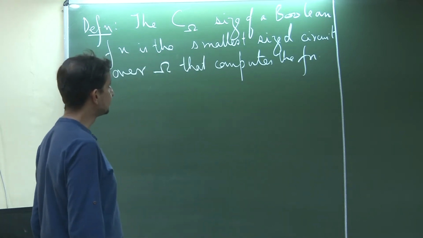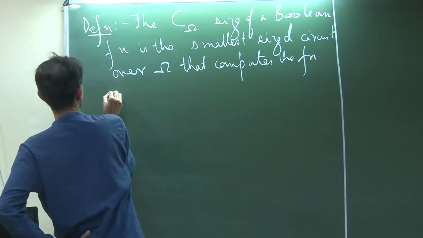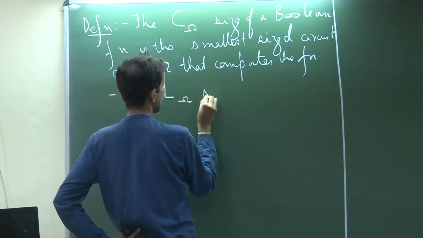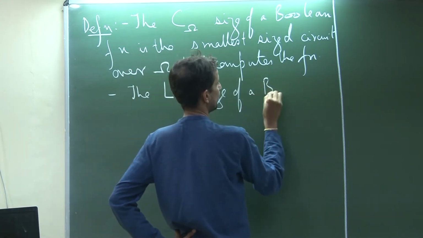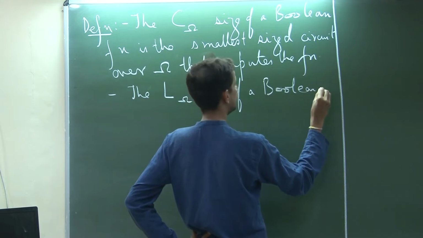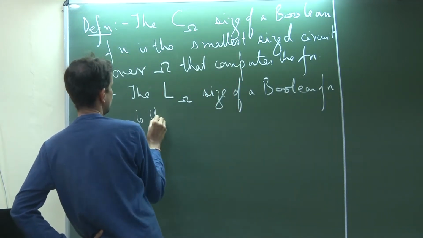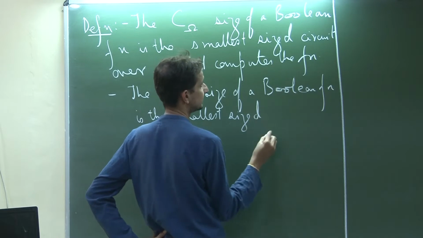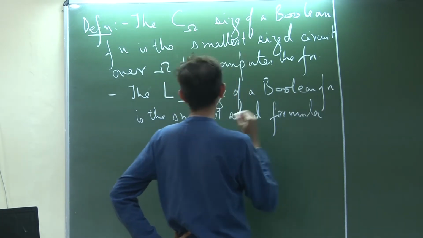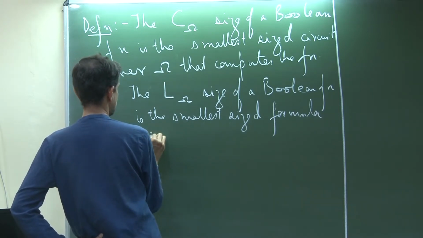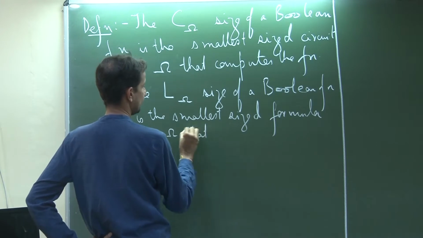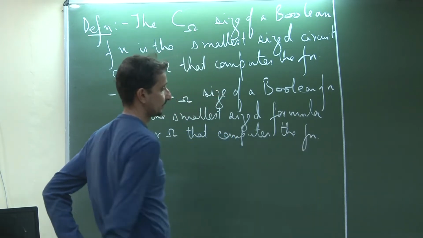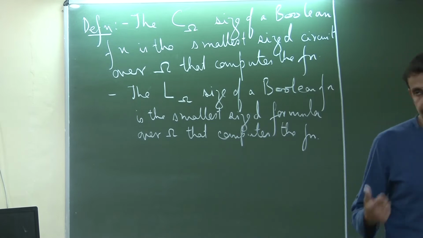Similarly, we can talk about the smallest sized formula as well. So, the L_Omega size of a Boolean function is the smallest sized formula, again over Omega, that computes the function.